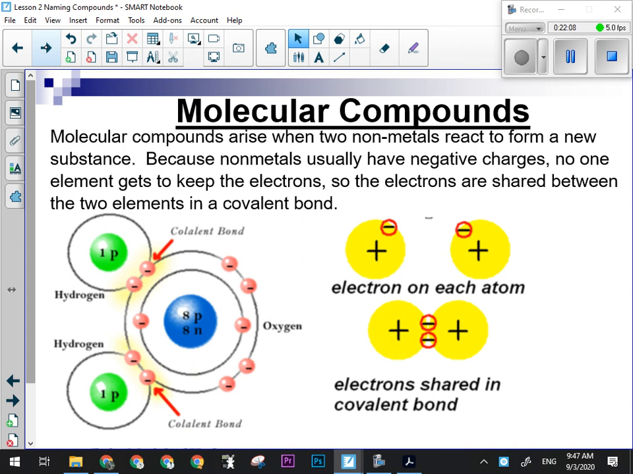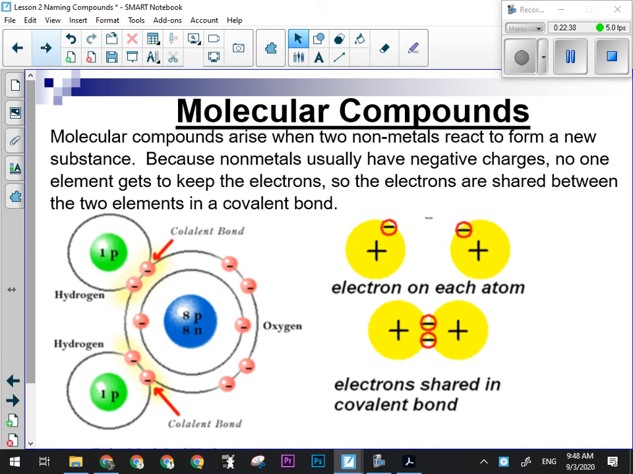So for molecular compounds, I have two nonmetals that are joined together. As we said the other day when we were talking about ionic compounds, their bond involves the trading or swapping of electrons, and the bond is quite weak. In a molecular compound, the only way for these two things to get a full outer shell is to share the electron, because they both need electrons. Neither one of them can give up an electron. They have to share it.